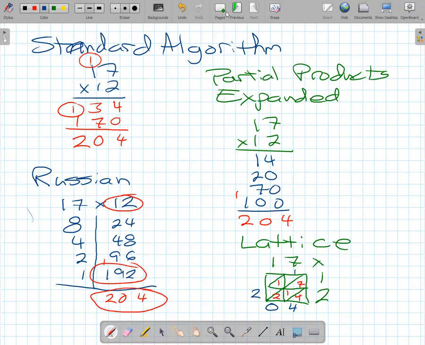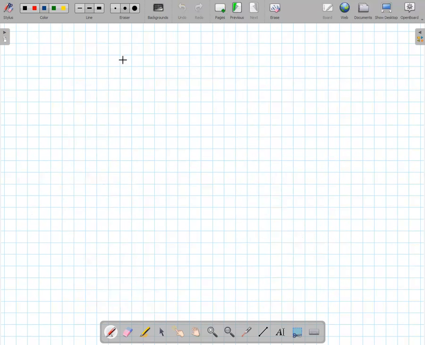And then the harder one for most of us is the Hindu that works backwards, left to right. And so with the Hindu, we start here and we move our way over, down and over. So this is really 10 times 10, which is 100. So they're just going to put a 1 in the hundreds column. And then 10 times 2 is 20, so that's just a 2 in the tens column.